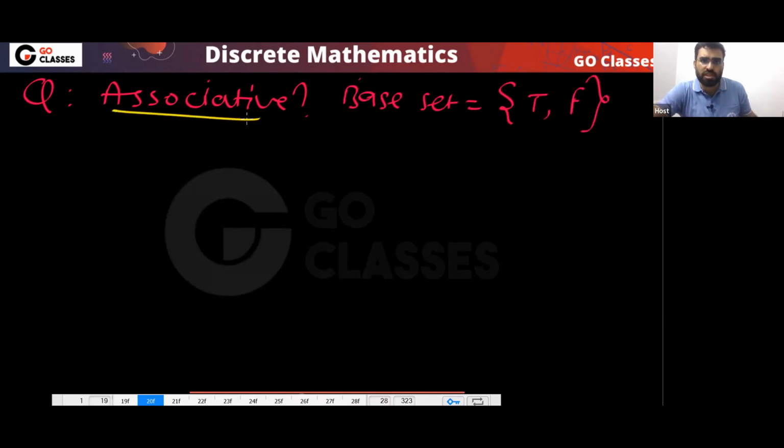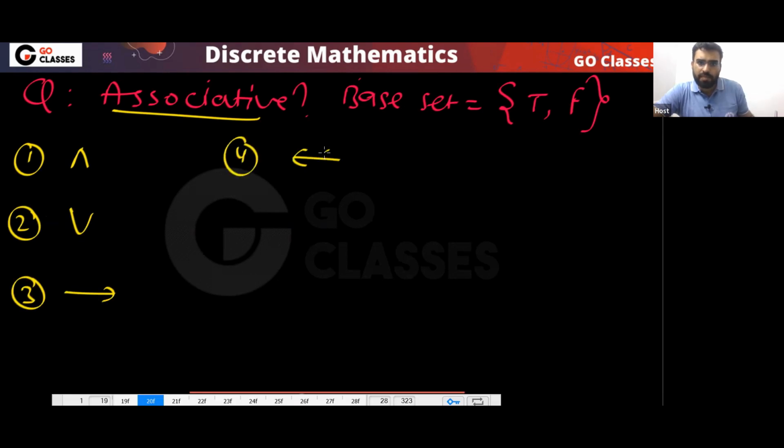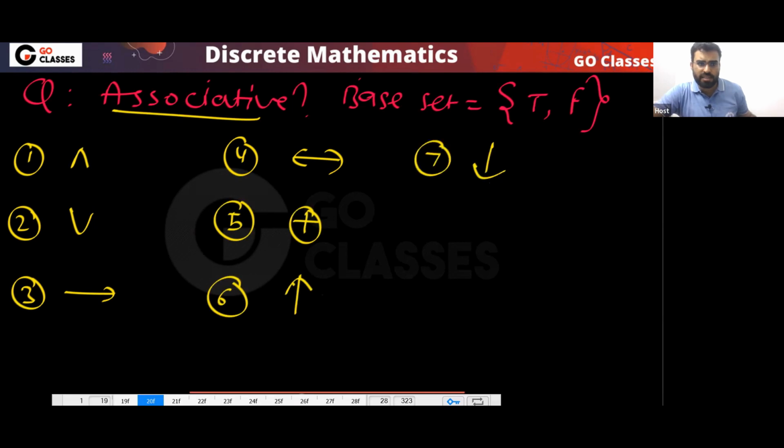Then who is associative? For example, conjunction, is it associative? Disjunction, is it associative? Implication, is it associative? Exclusive or, NAND and NOR, are they associative? Which of them is associative? This is the base set, true comma false. We have already seen this.